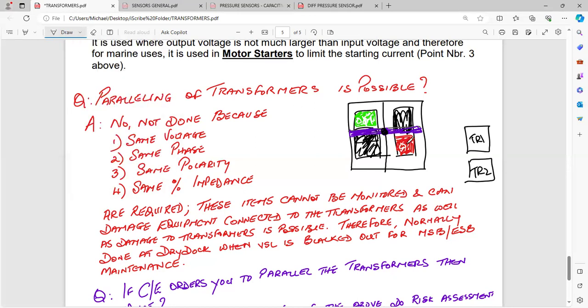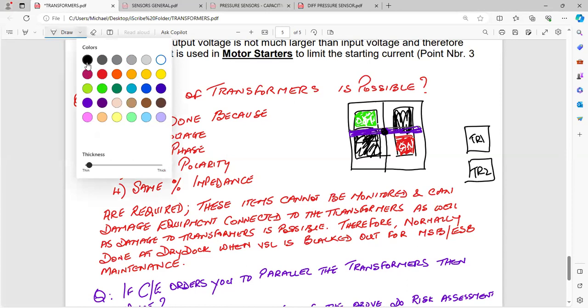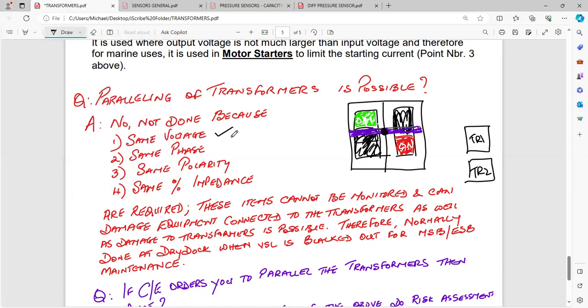Okay, this one is on, that one is off. Can both be switched on together? The answer to this question is no, we cannot parallel, because we do not know these following conditions: whether the voltage amplitude is the same, whether the phase is the same, whether the polarity is the same.